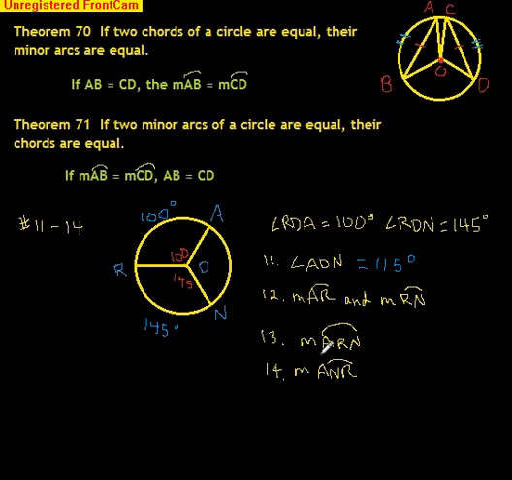And now we want the measure of arc ARN. So this is that postulate, the arc addition postulate. You would add the measure of arc AR plus the measure of arc RN, and the measure of those two arcs is 245 degrees.